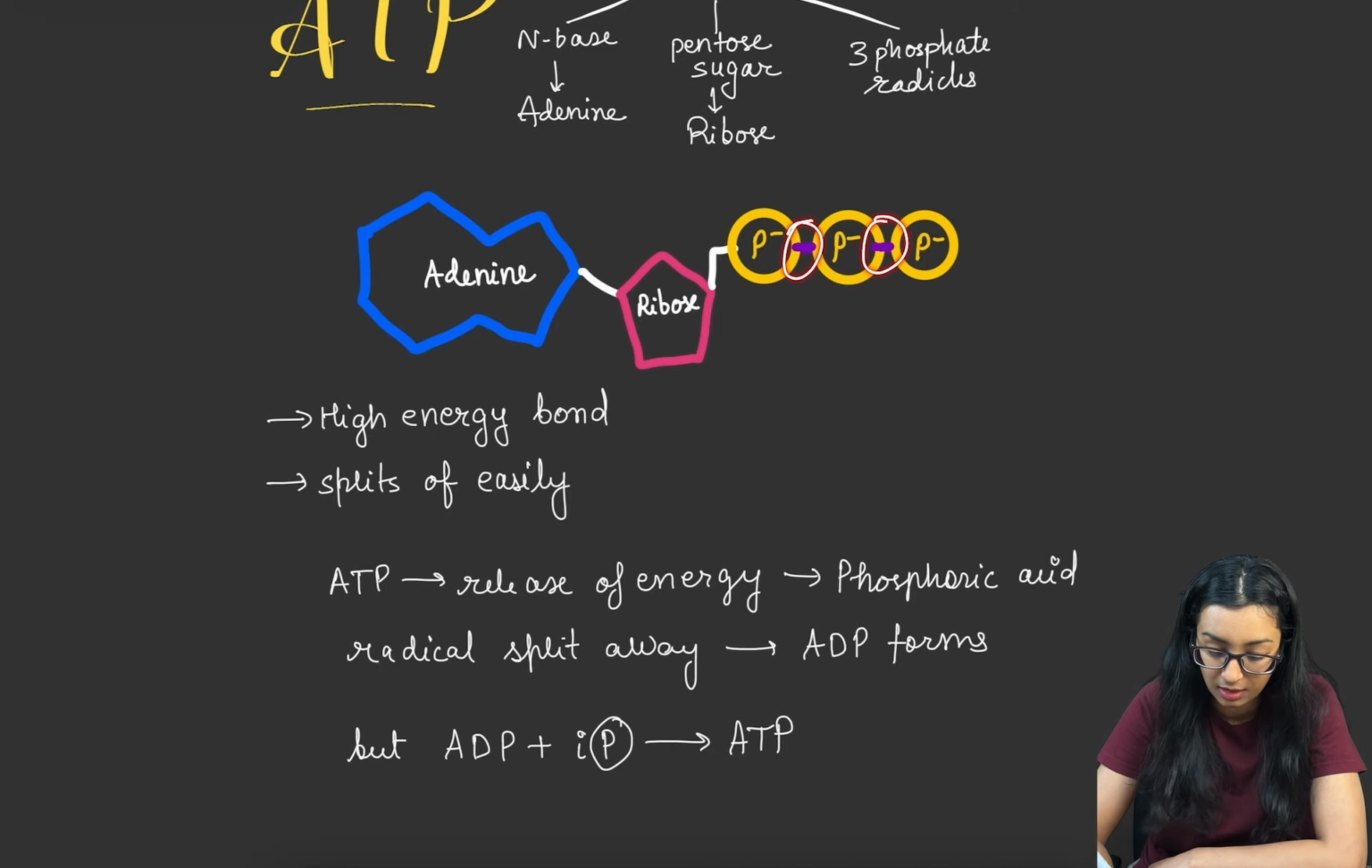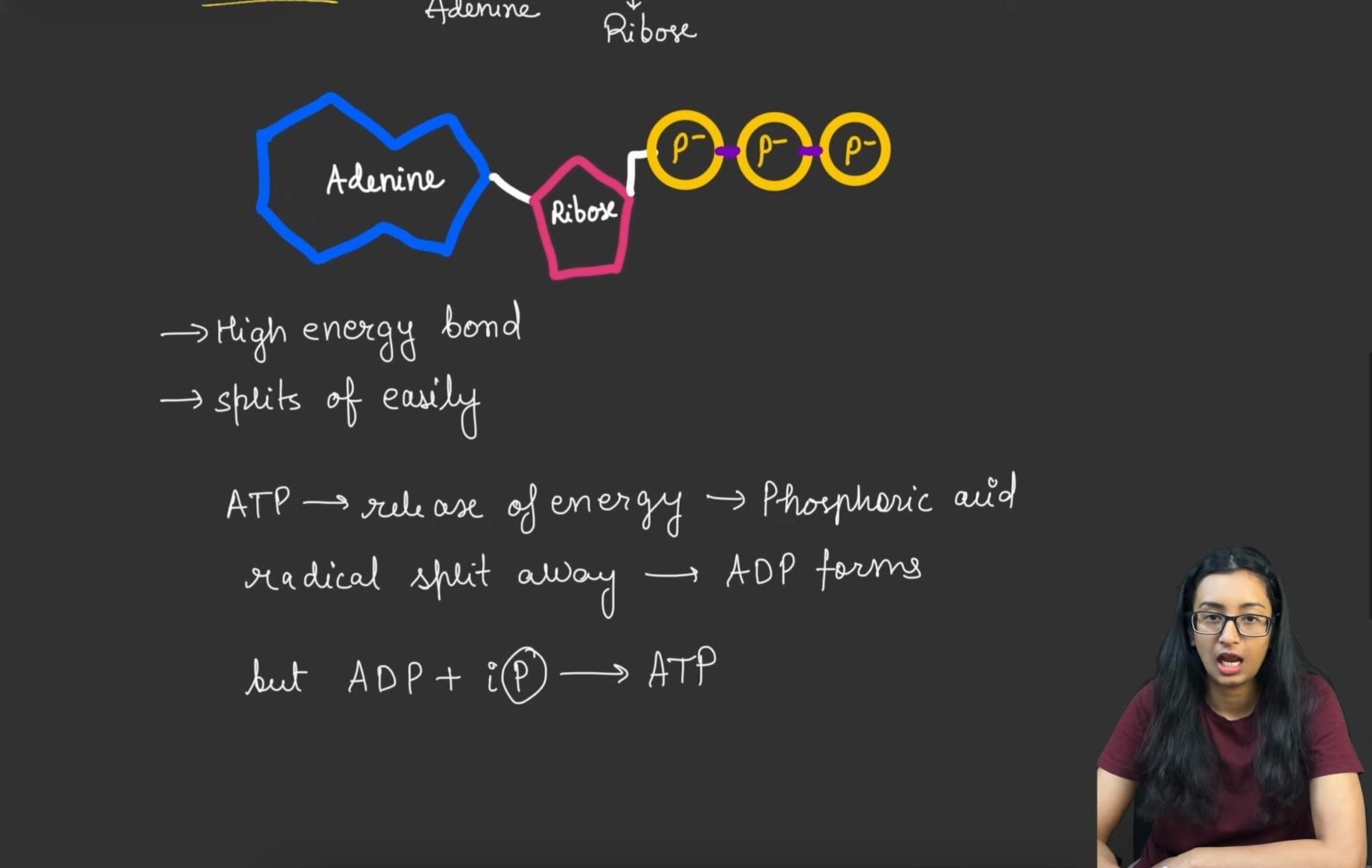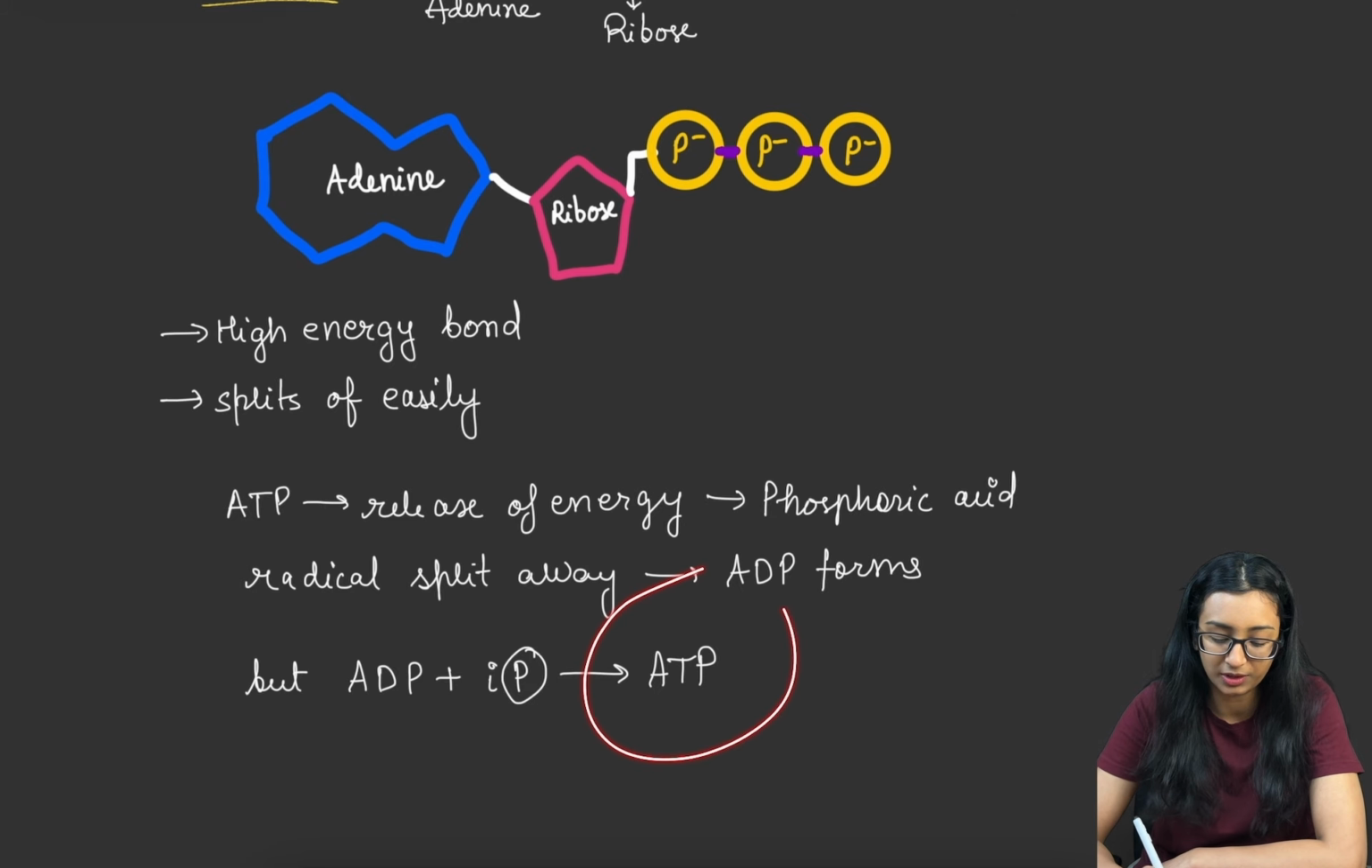The last two bonds of the phosphate will attach to another molecule. Now, when the ATP is broken down, there is again release of energy, and there will be release of phosphoric acid, and the radical splits away. This leads to the formation of ADP. Now, again, from somewhere we will have the release of energy. ADP can bind with the phosphoric acid, which leads to the formation of ATP.